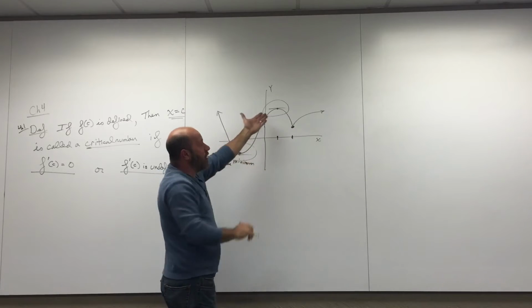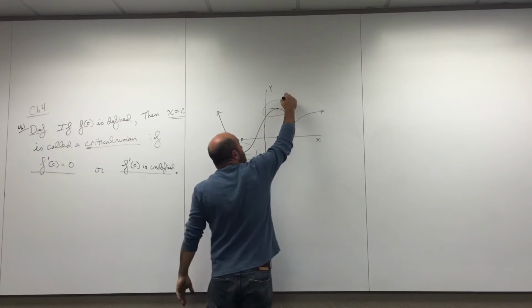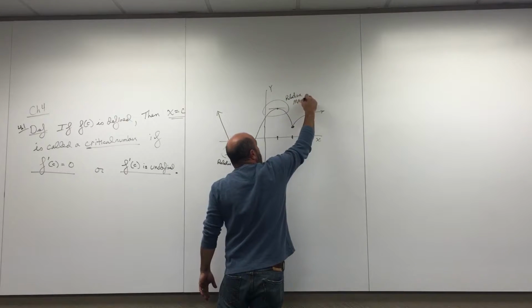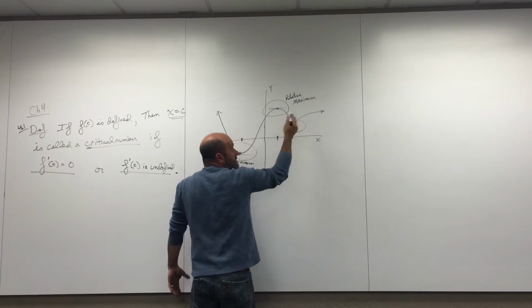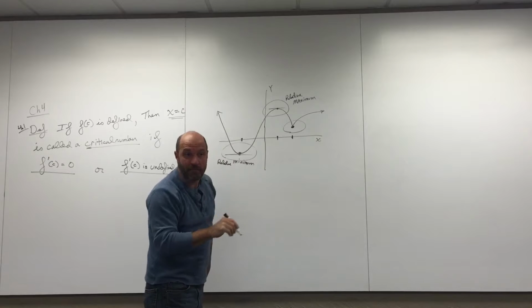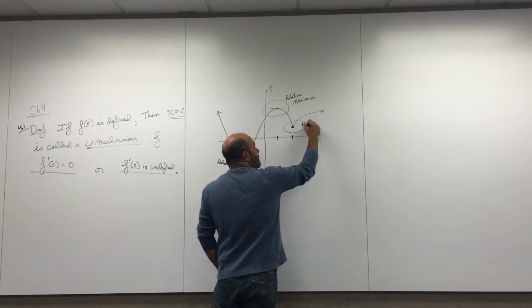And around his little neighborhood, he might not be the ultimate max, but he's a relative max. Relative maximum. And this guy here is a minimum. I'm not calling him the minimum. I'm saying he's a minimum. But technically, I should probably say relative minimum.